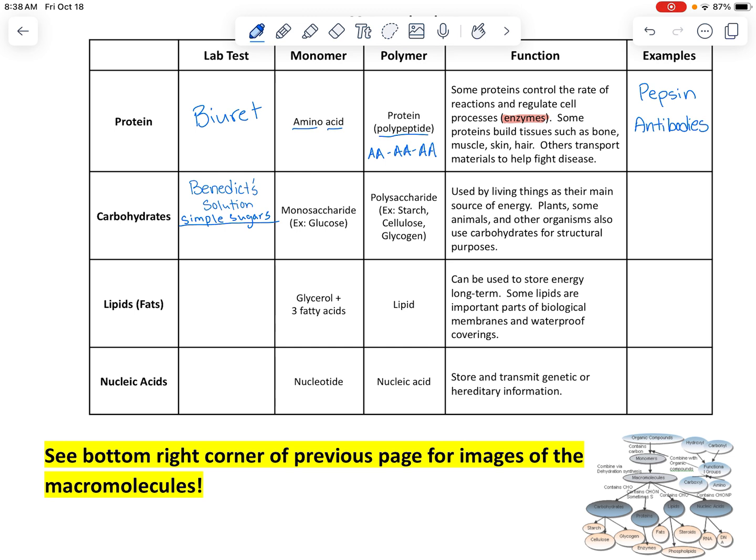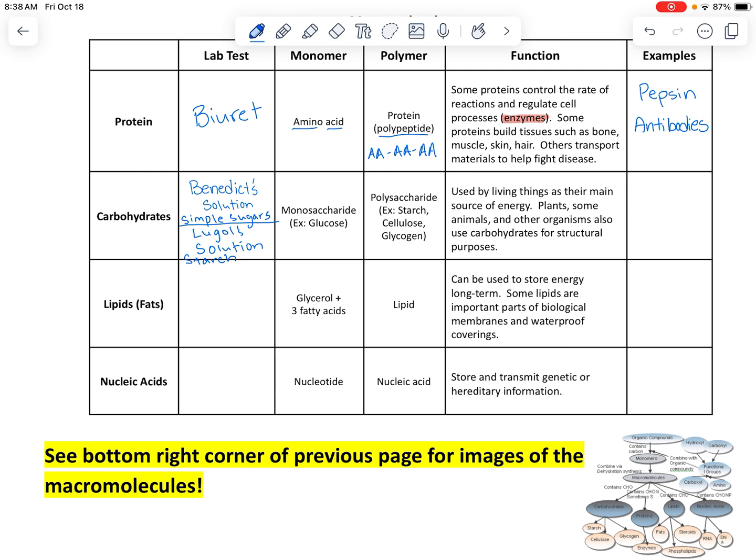We have another test for starch, and it's Lugol's solution, which is iodine. Oh, I can learn how to spell. All right, we're just going to start over on that word. So Lugol's solution, which is iodine, is used to test for starch, which is a complex sugar. Okay. Lugol's solution turns dark.